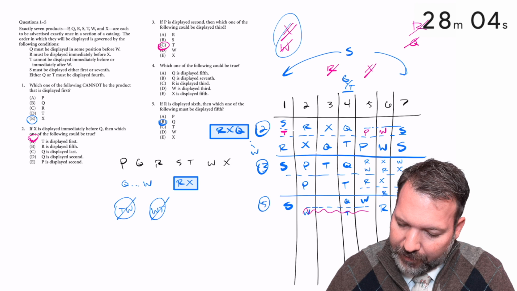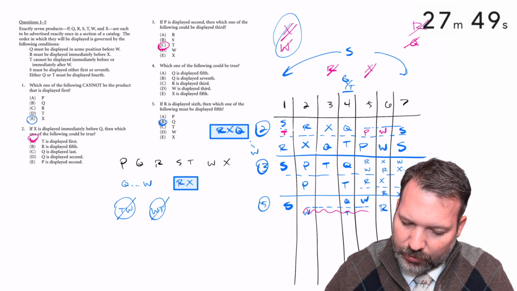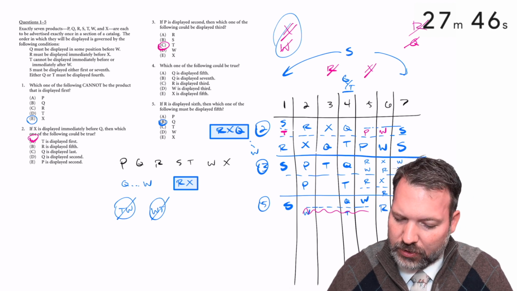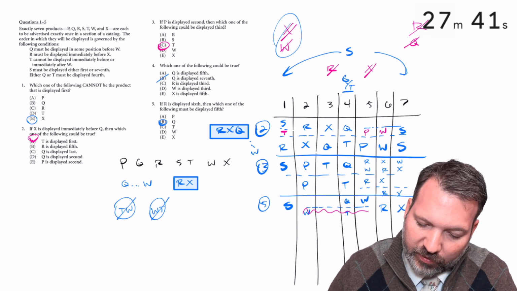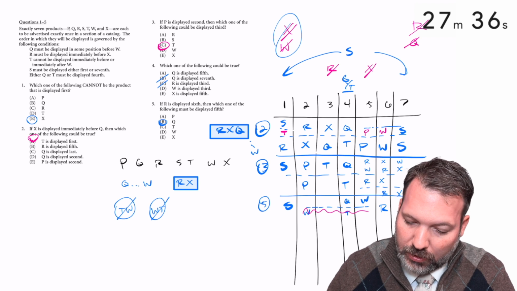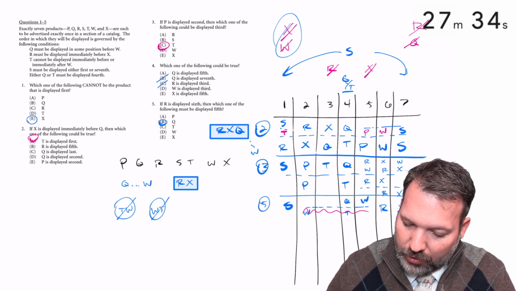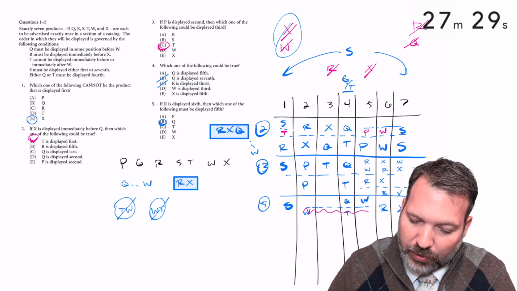Q is displayed 5th. I've never seen it, and I don't know. It wouldn't have been possible on number 3 because we have to have W back there. So I don't know about that. I'm not going to do anything with that just yet. B, Q is displayed 7th. Well, that's a deduction. That's impossible. So we can get rid of B for sure. R is displayed 3rd. That's a deduction. That's impossible. W is displayed 3rd. Again, I've never seen it, but I'm going to leave D for now. X is displayed 5th. Not possible.